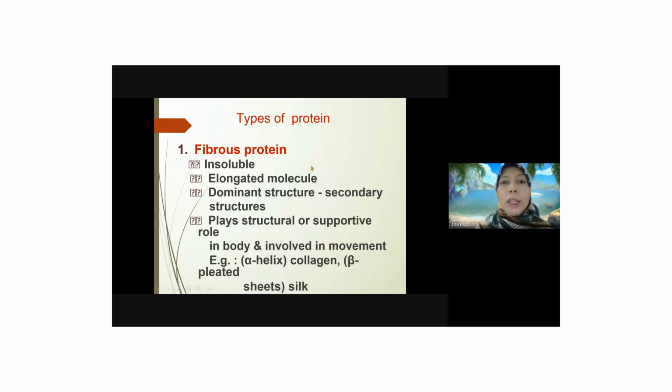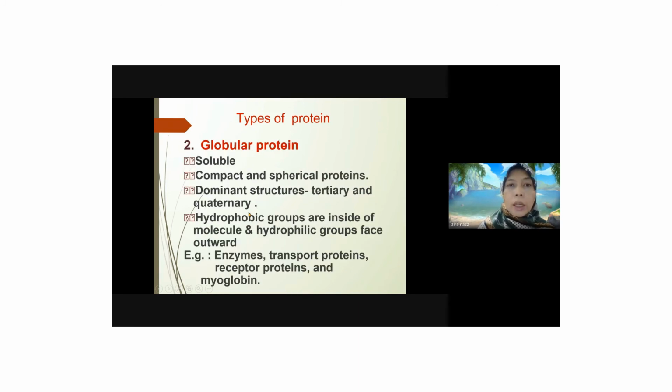Then we look at the types of protein. Just now, the levels of protein: primary, secondary, tertiary, and quaternary. For the types of protein, there are 2 types, fibrous protein and globular protein. Fibrous is insoluble. Examples are collagen and silk, mainly composed of secondary structures. Another one is globular protein, which has a spherical shape, and the dominant structures are tertiary and quaternary. Examples are enzymes, receptor proteins, and myoglobin.